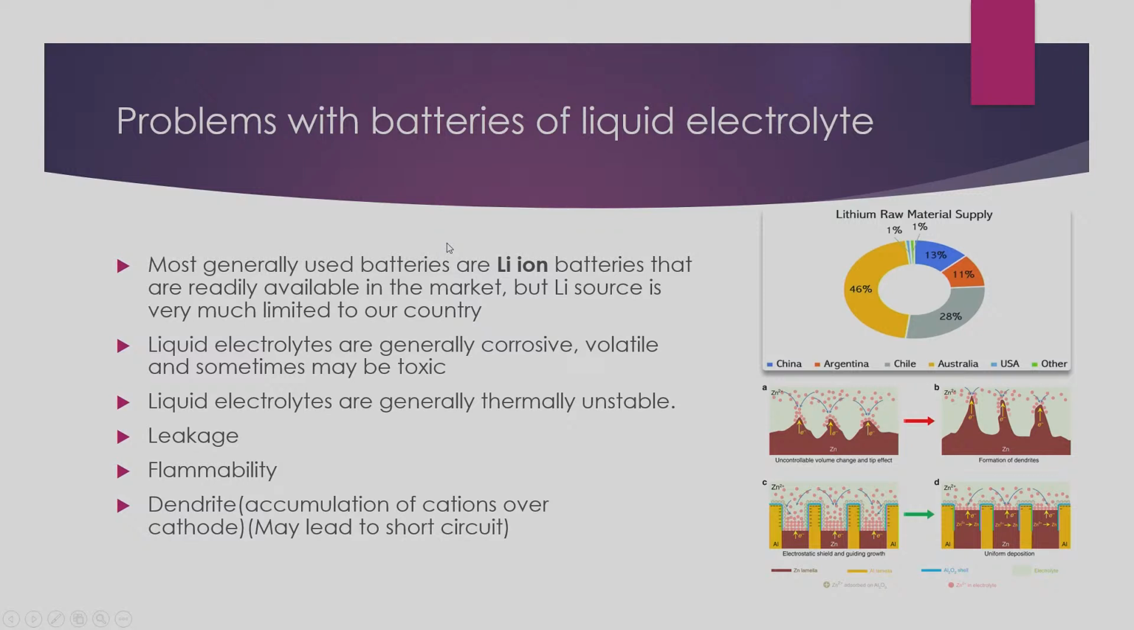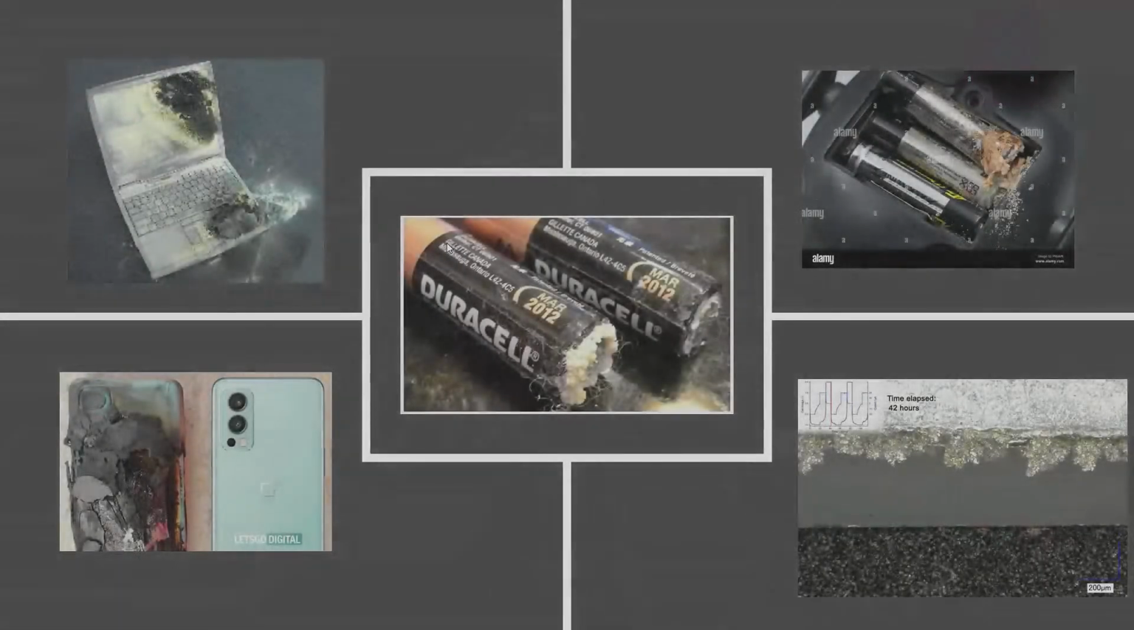The other problems are leakage, flammability, and dendrites. What is dendrite formation? At the time of electrolysis or the redox reaction, the cations get collected over the cathode, and due to the accumulation they can come and touch the anode, which leads to a short circuit. These are some images showing the damage: this is the leakage problem, these are the flammabilities, this shows the dendrite formation, and this also shows the leakage problem.